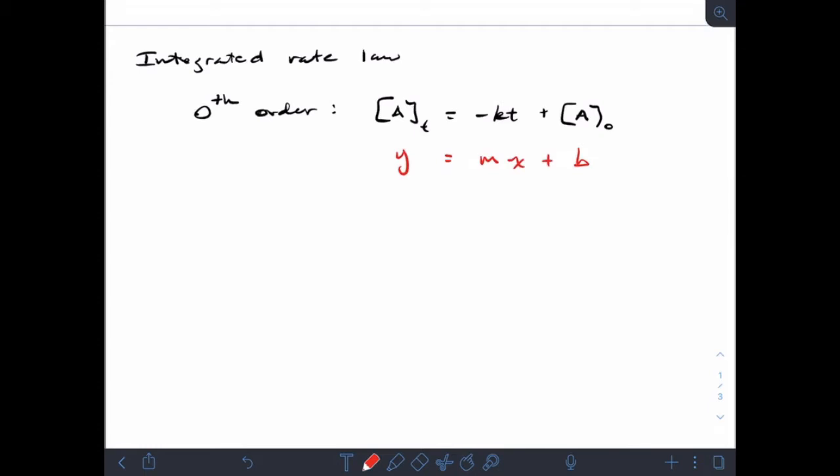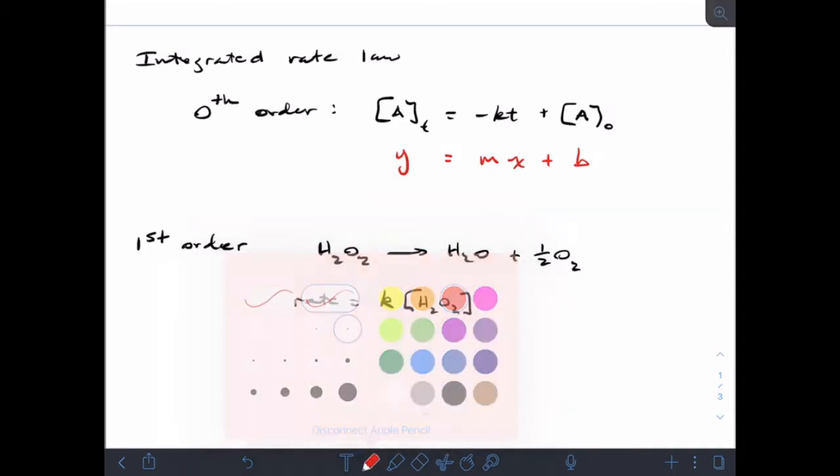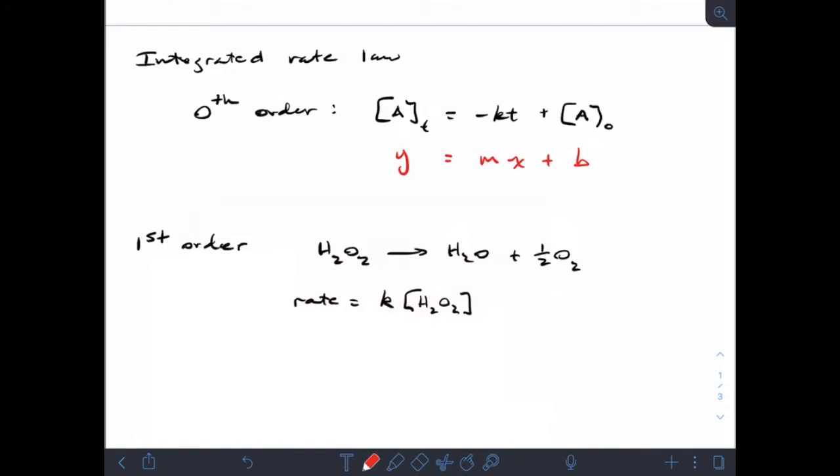So let's take a look at what a first order integrated rate law looks like. We had an example of a first order reaction in our previous video: the decomposition of hydrogen peroxide into H2O plus some oxygen. If I write a rate law for this particular reaction, it's going to look like this: rate equals k times the concentration of our reactant to the first power. We don't necessarily need to write that 1 as the exponent, since it's implied, so I'm going to take it out. In first order, the rate actually does depend on the concentration of the reactant.